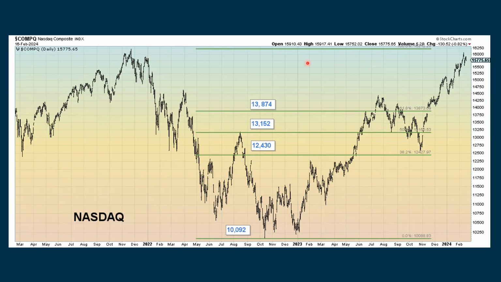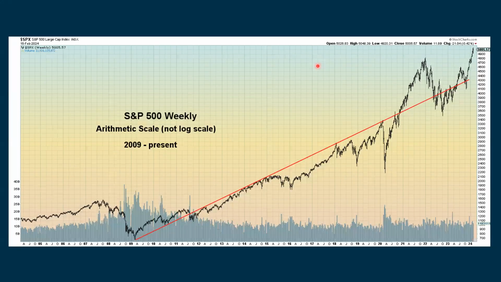That would confirm more of the all-time highs that we're seeing in the NASDAQ 100 and the S&P 500, as well as the Dow. And this is a broader market measure, so that would suggest that the broader market is doing better. Then this is an arithmetic scale.